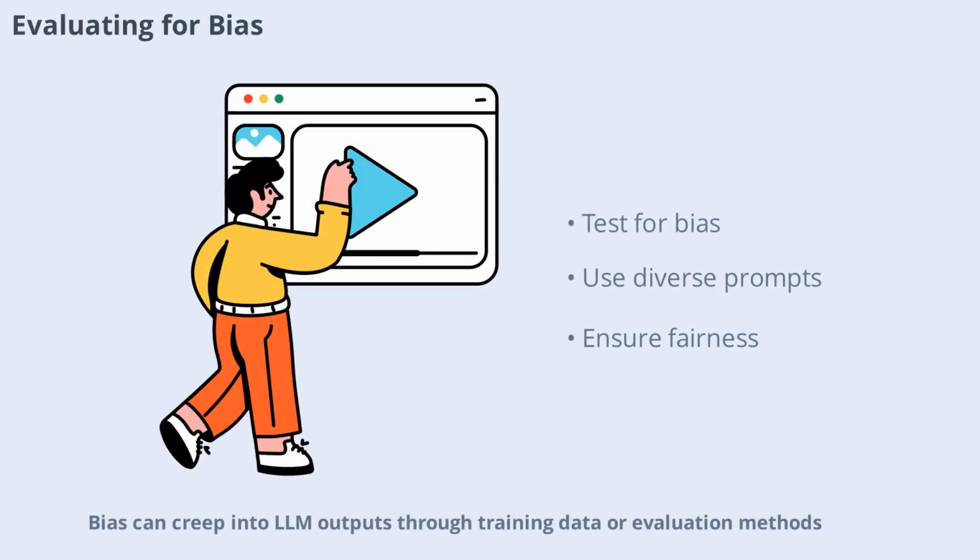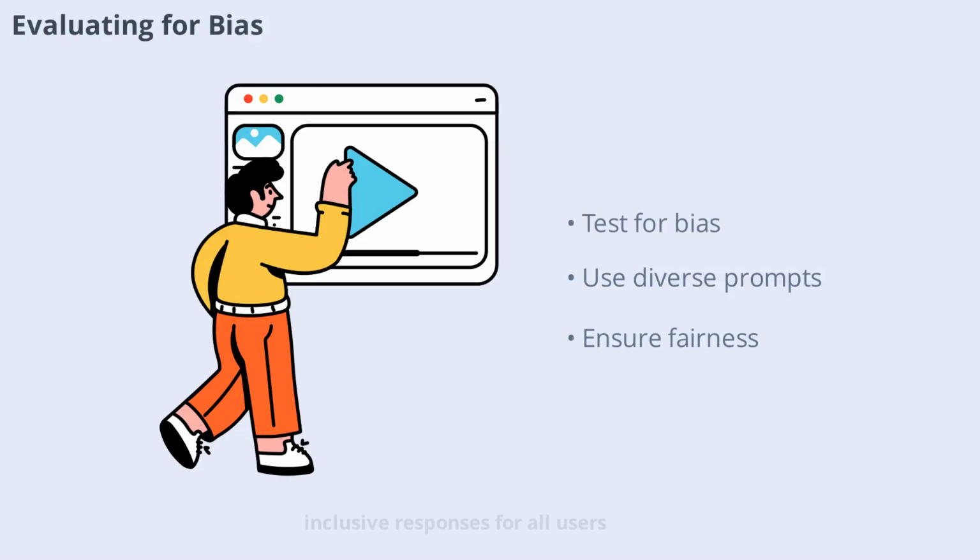Bias can creep into LLM outputs through training data or evaluation methods. Regularly test for bias using diverse prompts and user personas. Adjust your data, prompts, or models to mitigate bias and ensure fair, inclusive responses for all users.